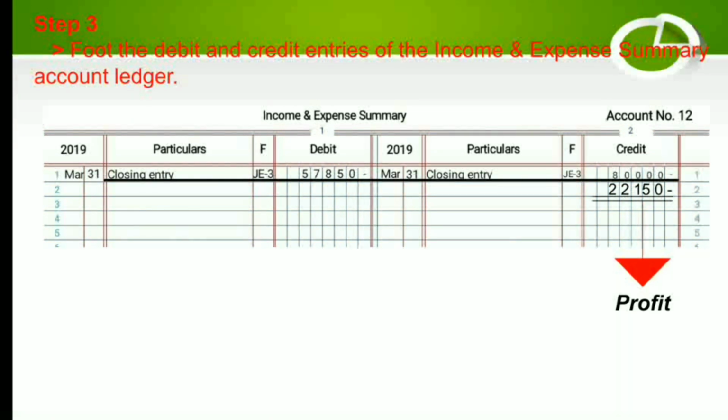Take note that the amount of difference, which is 22,150 pesos, is written in the credit side. That is because the credit is greater than the debit. However, if the amount of the debit side of the income and expense summary account is greater than its credit side, the amount of the difference will represent a loss. And since it is a loss, the amount of difference will be written in the debit side since the debit is greater than the credit.